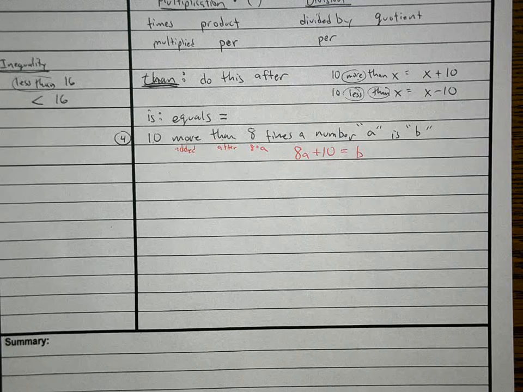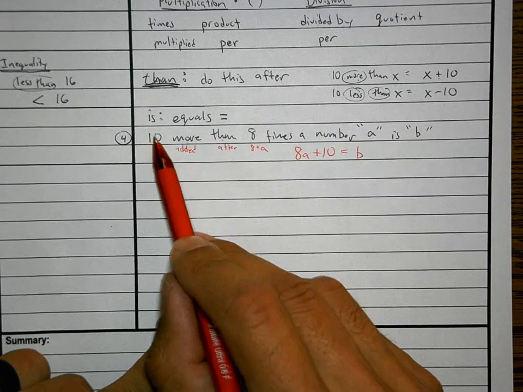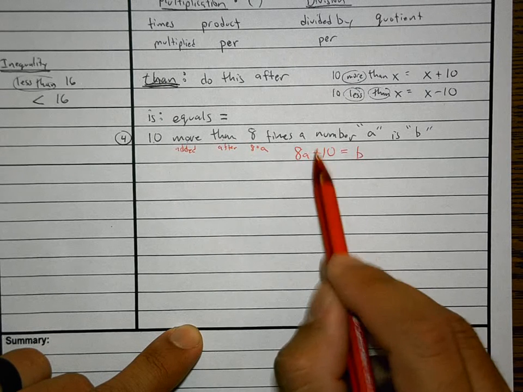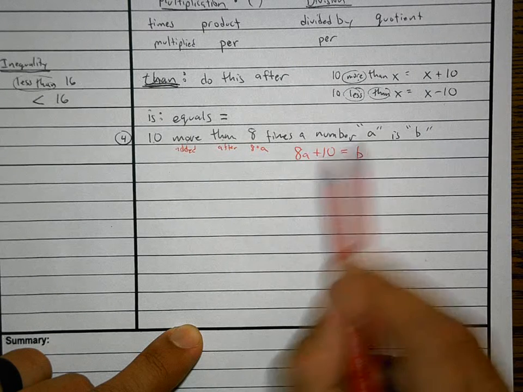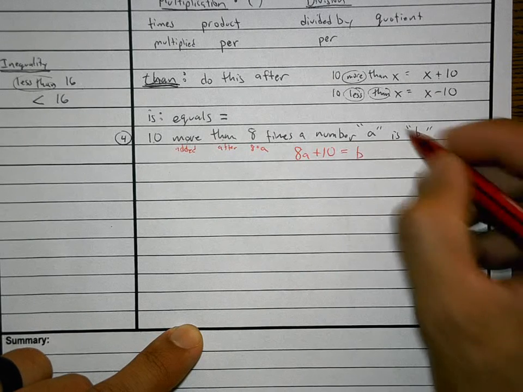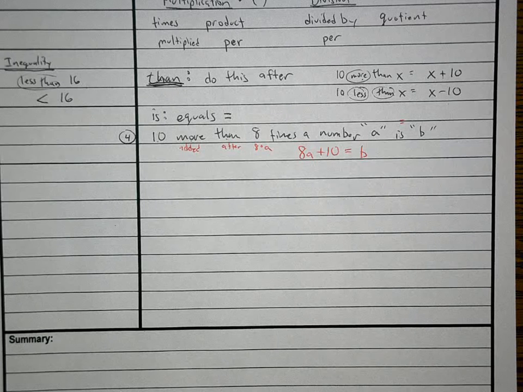8A plus 10 equals B. And I know this may look really foreign to some of you. 10 more than, 10 added after 8 times the number A, 8A plus 10, "is" means equals B. So Jasmine, we're good with that? Is this hard or easy? You feel okay with this?